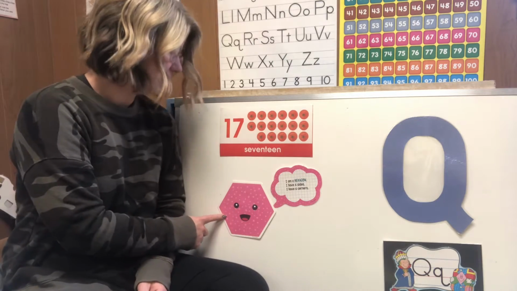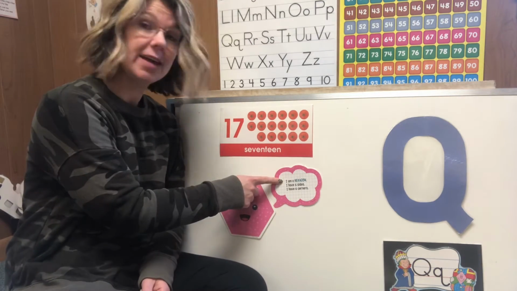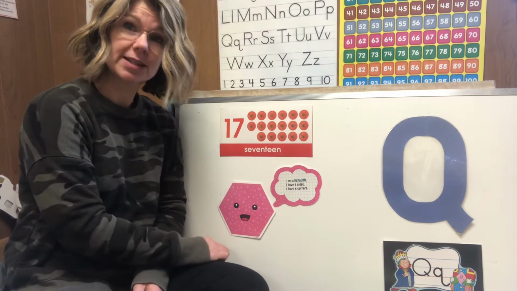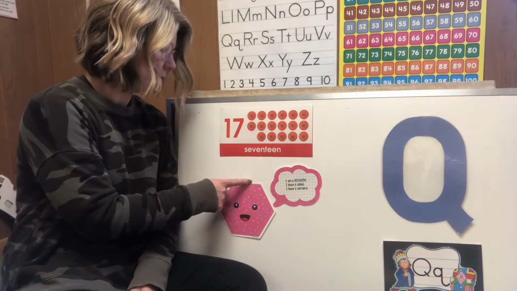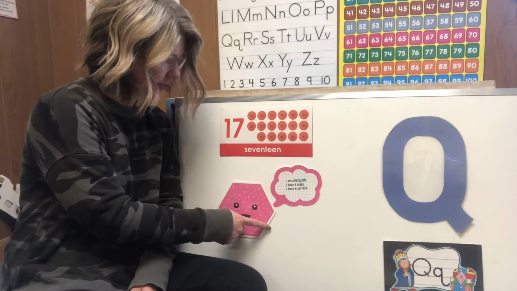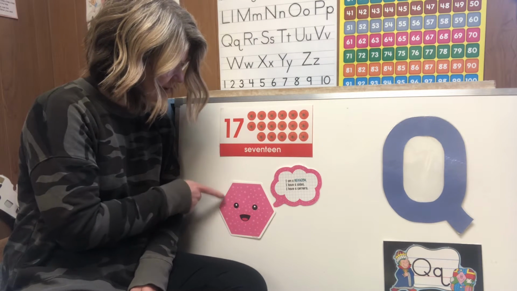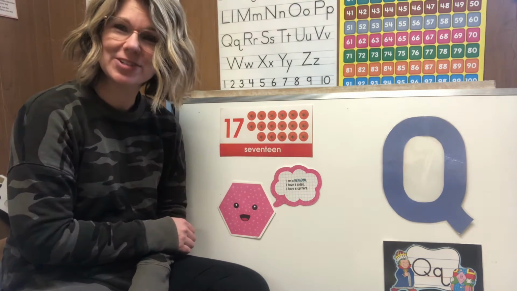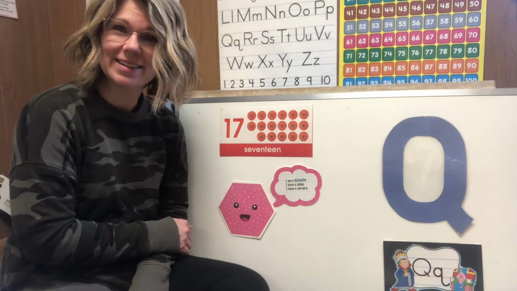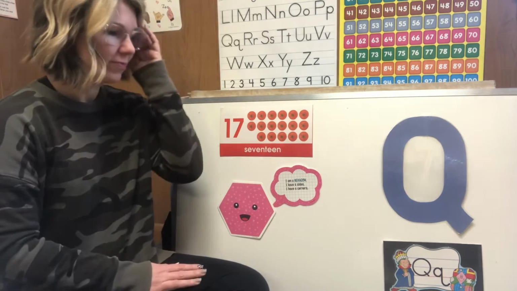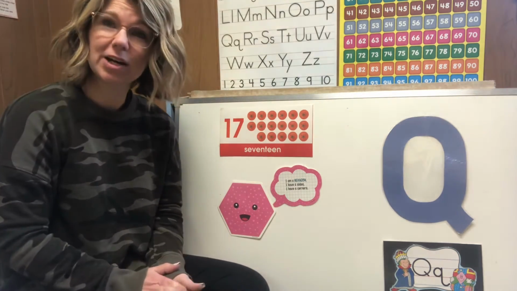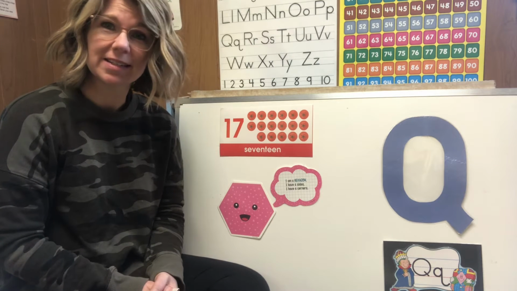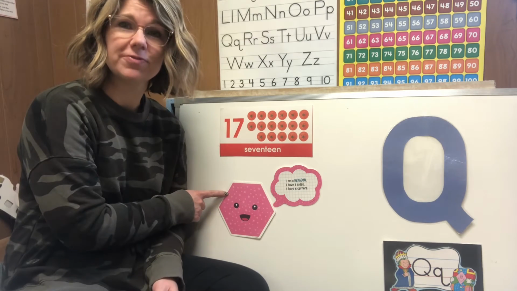Our new shape this week says, I am a hexagon. I have 6 sides and I have 6 corners. Let's go ahead and count his sides. 1, 2, 3, 4, 5, 6. 6 sides is a hexagon. Can you say that? Hexagon. Very good. Kind of like our octagon and our pentagon, but different amount of sides. This one has 6 sides for the hexagon.